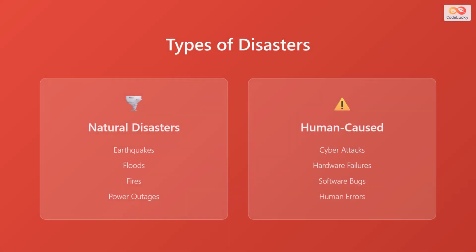Disasters can be broadly classified into two main categories: natural disasters and human-caused incidents. Natural disasters include events like earthquakes, floods, fires, and power outages. On the other hand, human-caused disasters encompass cyber attacks, hardware failures, software bugs, and human errors.